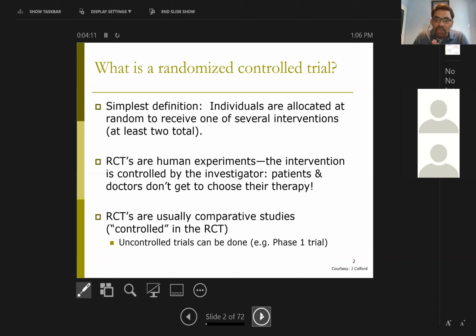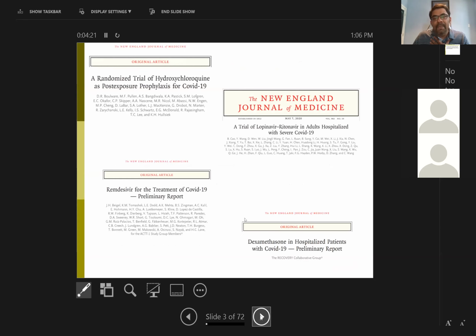Sometimes uncontrolled trials are done where there is only one arm, and that is the treatment arm. And usually a phase 1 trial is an uncontrolled trial, okay? Now, here are all examples, high profile examples, not the only ones, of randomized controlled trials on COVID-19 treatment, okay?